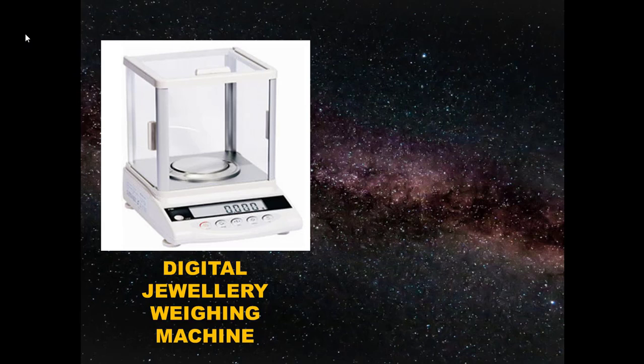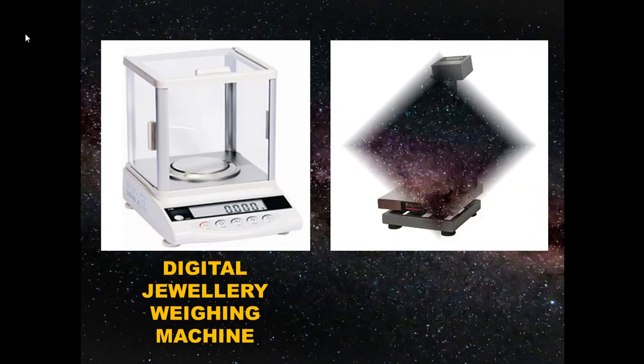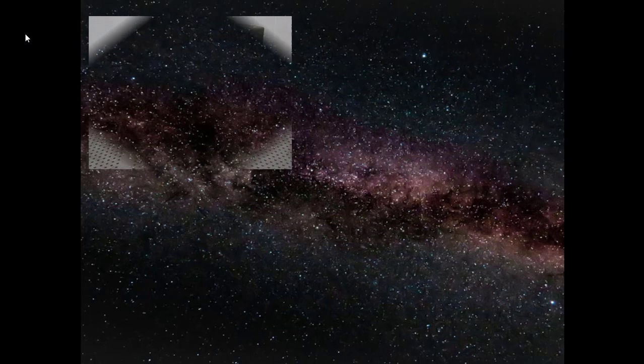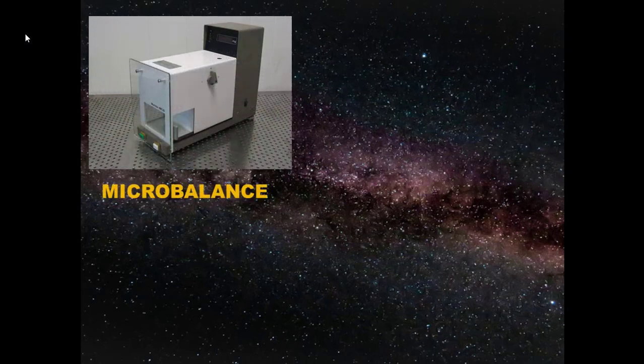Next is the digital industrial weighing machine, used for industrial purposes. The other one is the microbalance. A microbalance, ultra-microbalance or nanobalance are instruments capable of making precise measurements of the mass of objects of relatively small mass, of the order of a millionth of a gram and above.